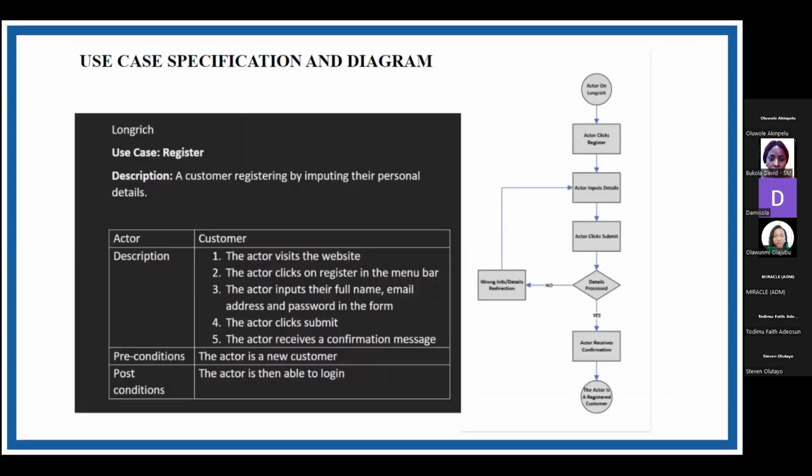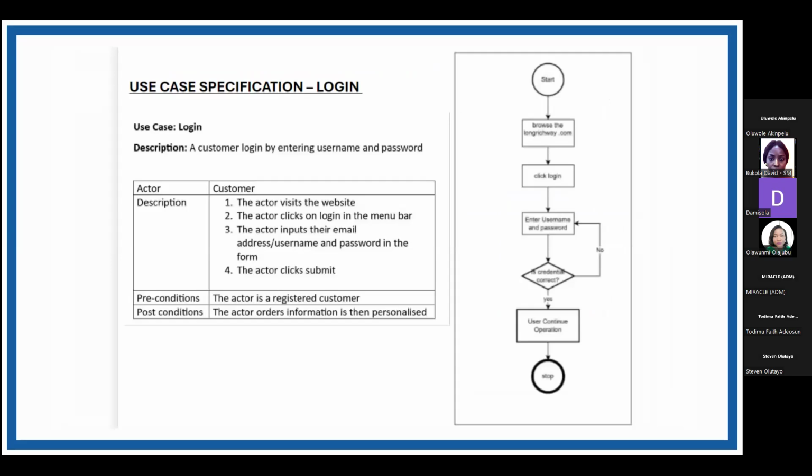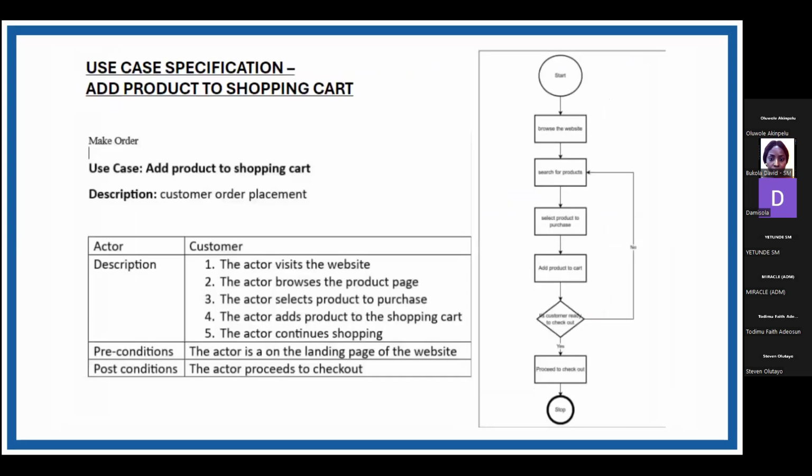Next slide. This is the use case specification and diagram for how a customer registers on the platform. The actor visits the website and clicks on the register menu. The actor inputs his credentials. When the clicks are made, the actor receives a confirmation message and is added as a new customer. Next slide. This is also the use case specification for login, showing how the customer logs in using his username and password. Next slide. This is the use case specification for adding a product to cart, and this is how the customer places an order. Next slide. One minute left.